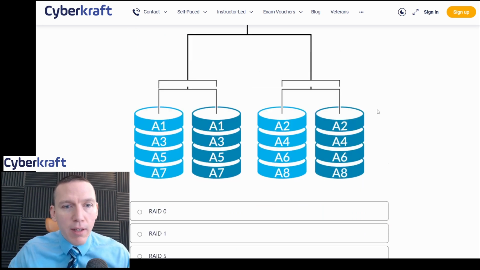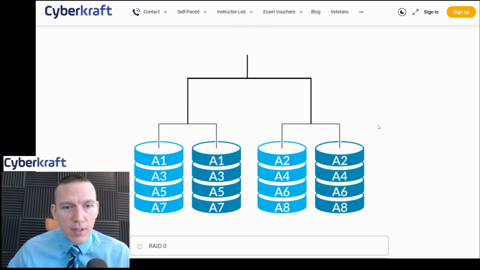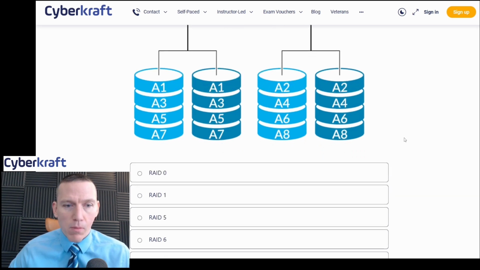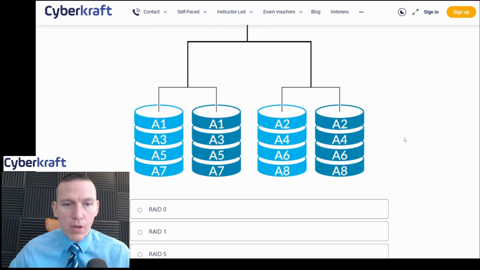Okay, this one looks like RAID 10. Just right off the bat, we have A1, 2, we have A1, 1, 3, 3, 5, 5, 7, 7, and A2, 2, 4, 4, 6, 6, 8, 8. So this one I believe would represent RAID 10 because we have mirroring here, and then we have striping across all 4 disks.